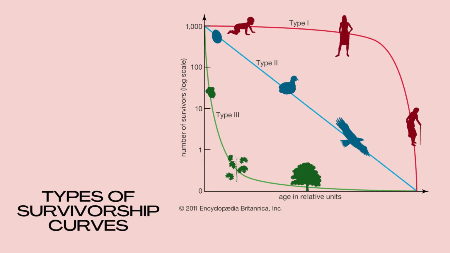We have three types from which we can classify them: type 1, type 2, and type 3. In type 1 curves, organisms tend to produce fewer offspring but essentially survive in successive ages due to strong parental care.